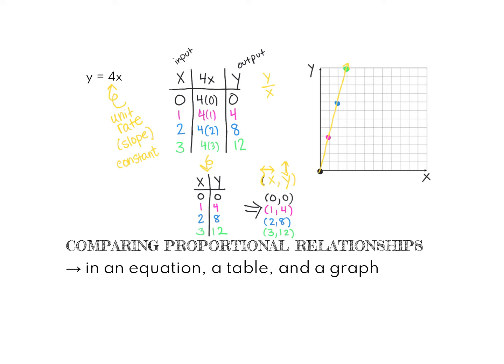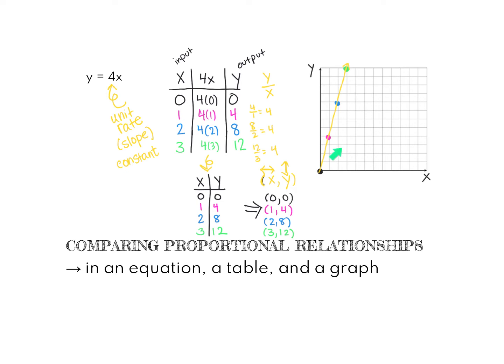So in this case, I'm going to start at 1 because we can't divide anything by 0. So this right here is 4 divided by 1, which is 4. 8 divided by 2, which is 4, 12 divided by 3, which is 4. Again, we're going to get the same unit rate of 4 each time because we are using the same relationship.